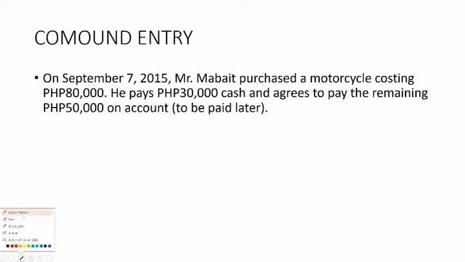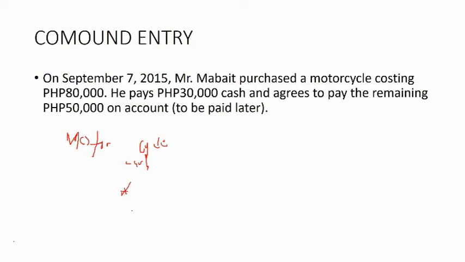So we have motorcycle in debit transaction, 80,000, and then for the credit transaction we have cash, and at the bottom of it we also have accounts payable. So as you can see, the only difference between a compound and a simple entry is that multiple debit accounts and multiple credit accounts exist.